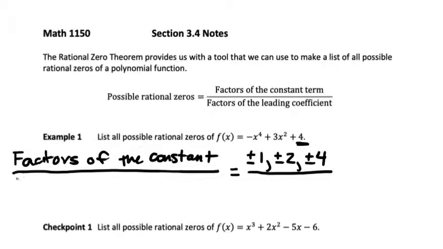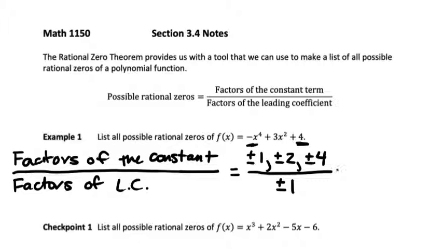Then in the denominator, I'm listing factors of the leading coefficient. So the leading coefficient here is negative 1. And so how do I multiply to get a number that equals negative 1? Well, the only way would be negative 1 times 1 or 1 times negative 1. So my two factors are plus or minus 1. So it really doesn't matter if the number is positive or negative, because for each of your possible factors, you're going to list a plus or minus in front of the number.